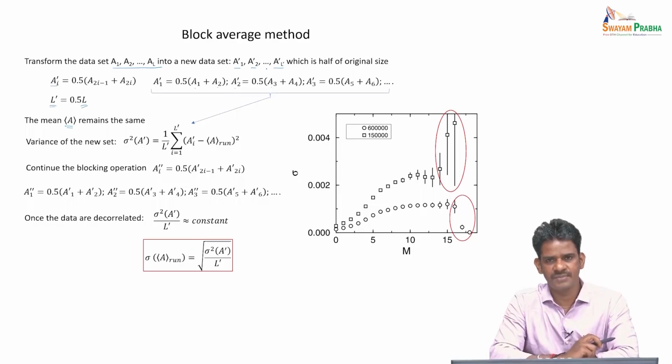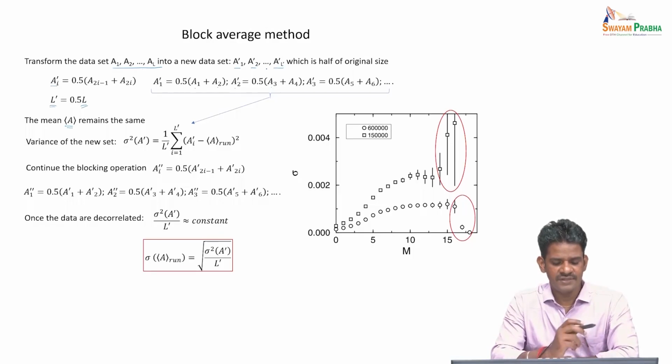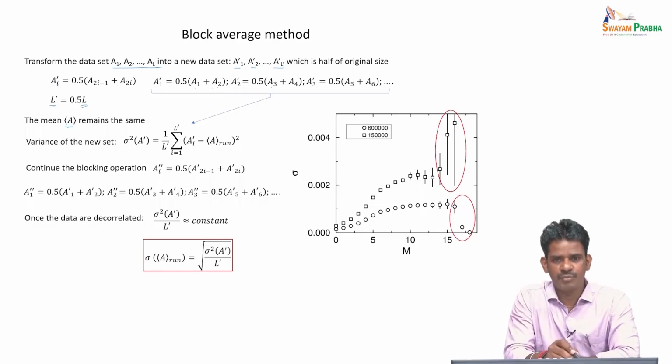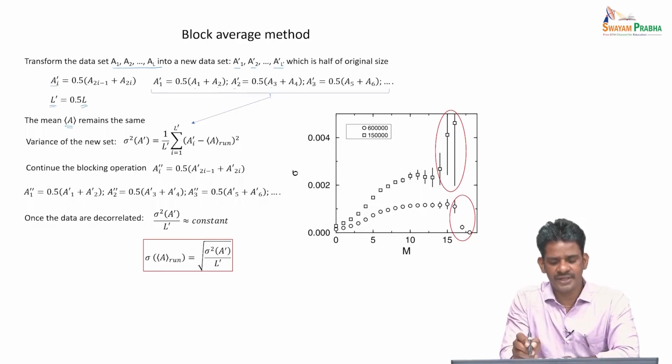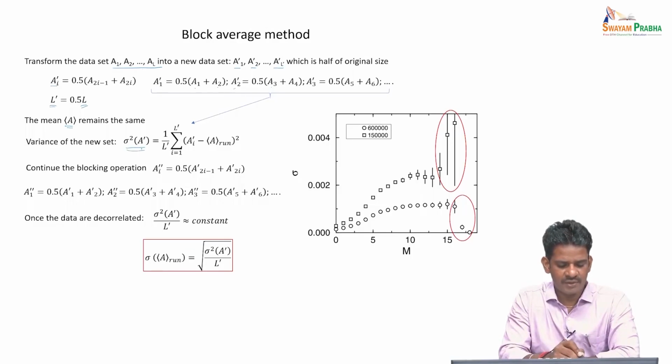They are going to be the same in terms of mean. However, if you calculate the variance, you see that the variance becomes different because of this local averaging. So with this new data set A1 prime, A2 prime, A3 prime, etc., we apply the formula to calculate the variance for the new data set.